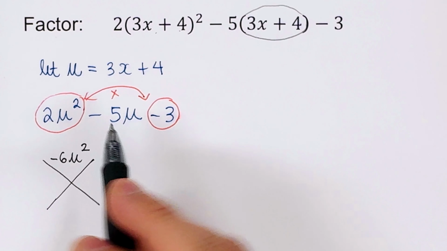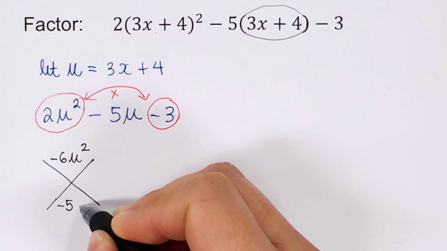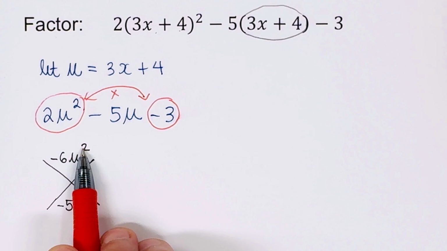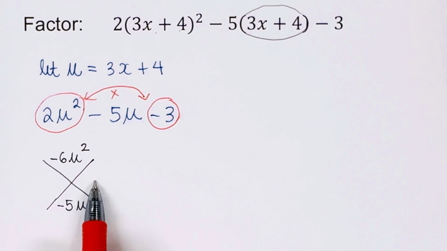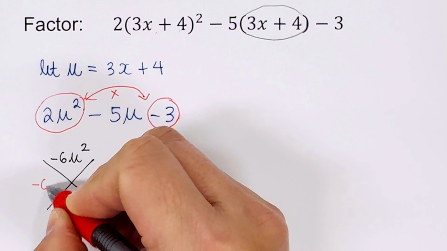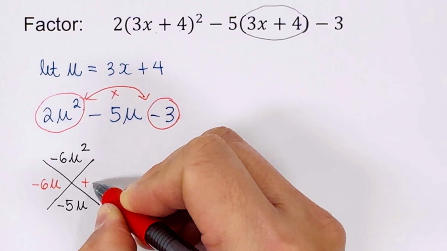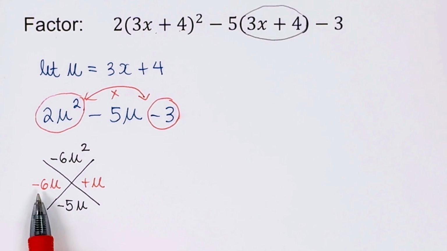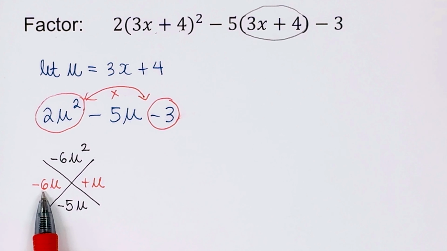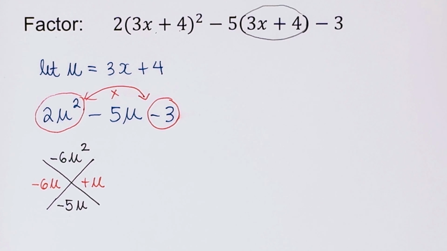This middle term here will go to the bottom. That's negative 5u. So I'm going to figure out the factors such that if I multiply these two factors, it's negative 6u squared. Now, if I add these two factors, it's negative 5u. So these factors are negative 6u and positive u. So if I multiply negative 6u times u, it's negative 6u squared. Negative 6u plus u is negative 5u.